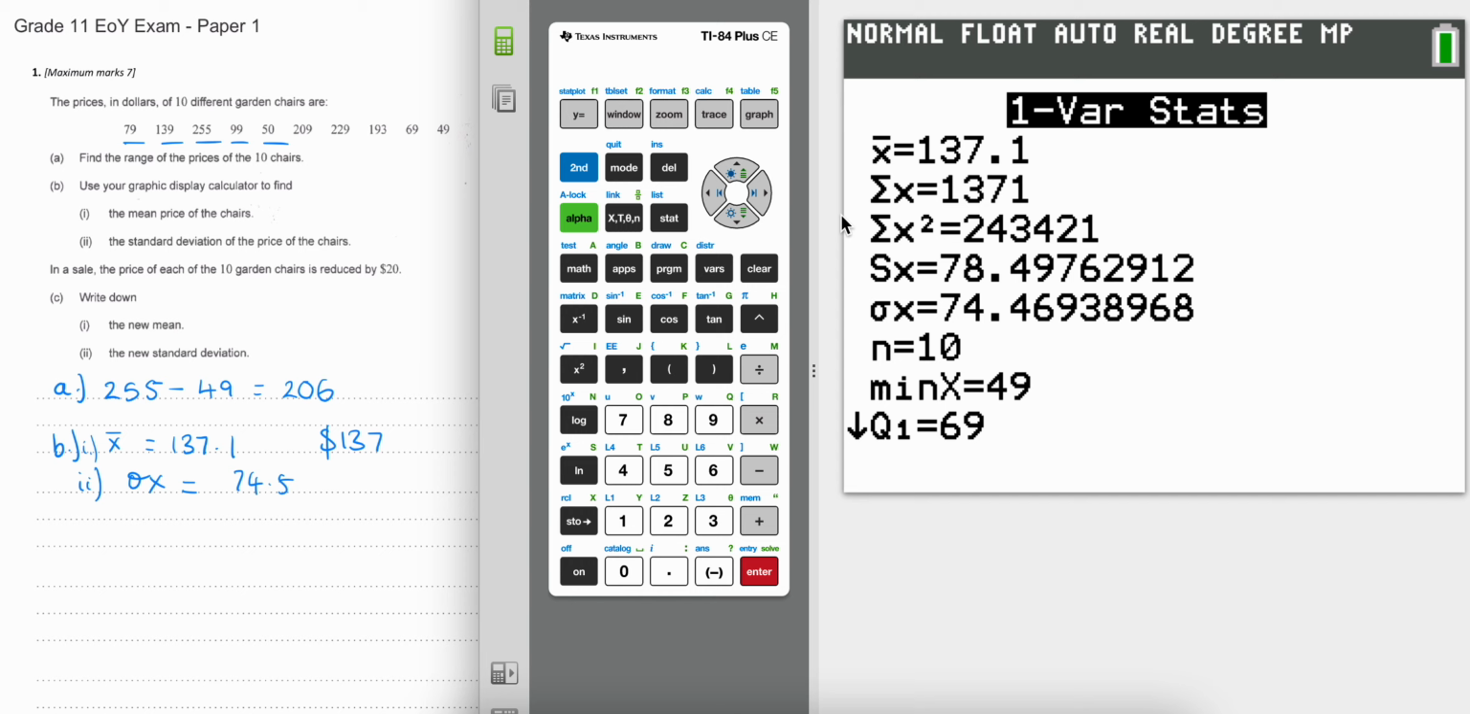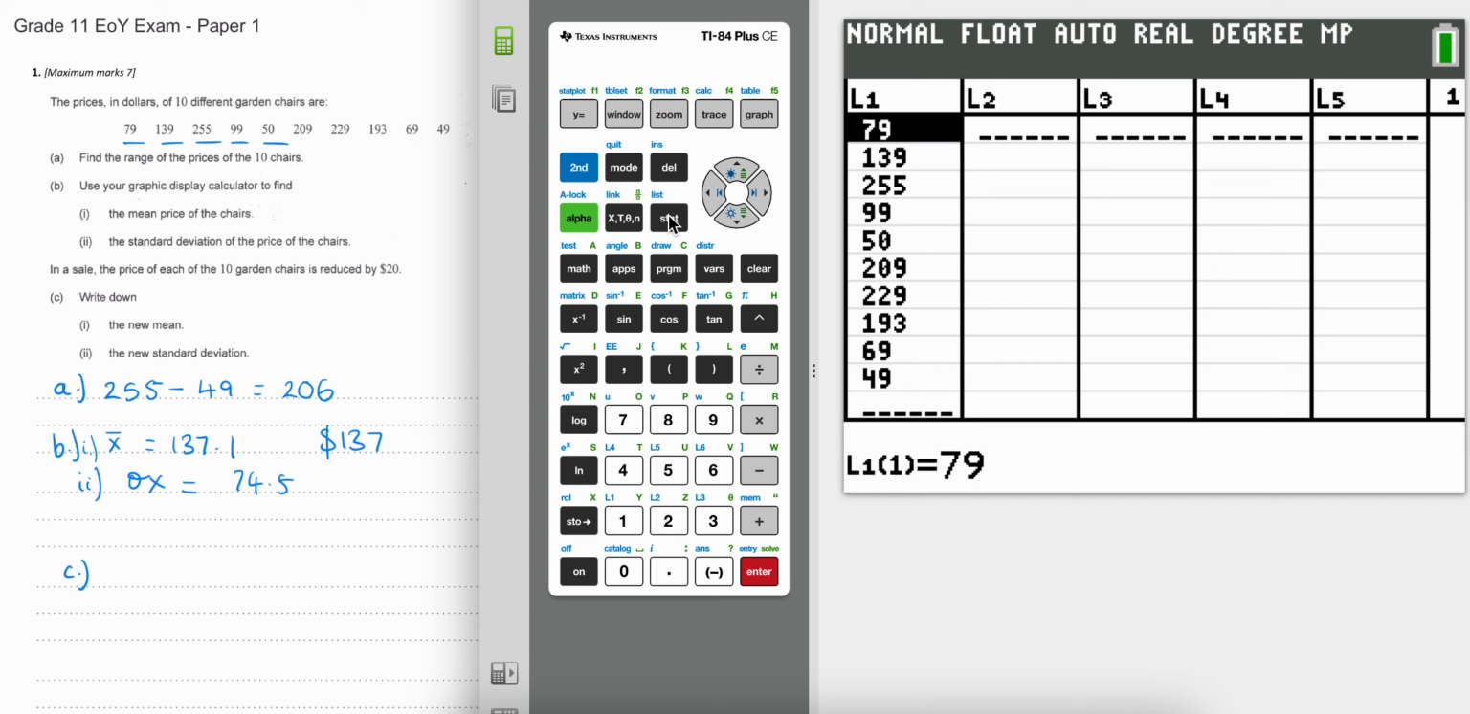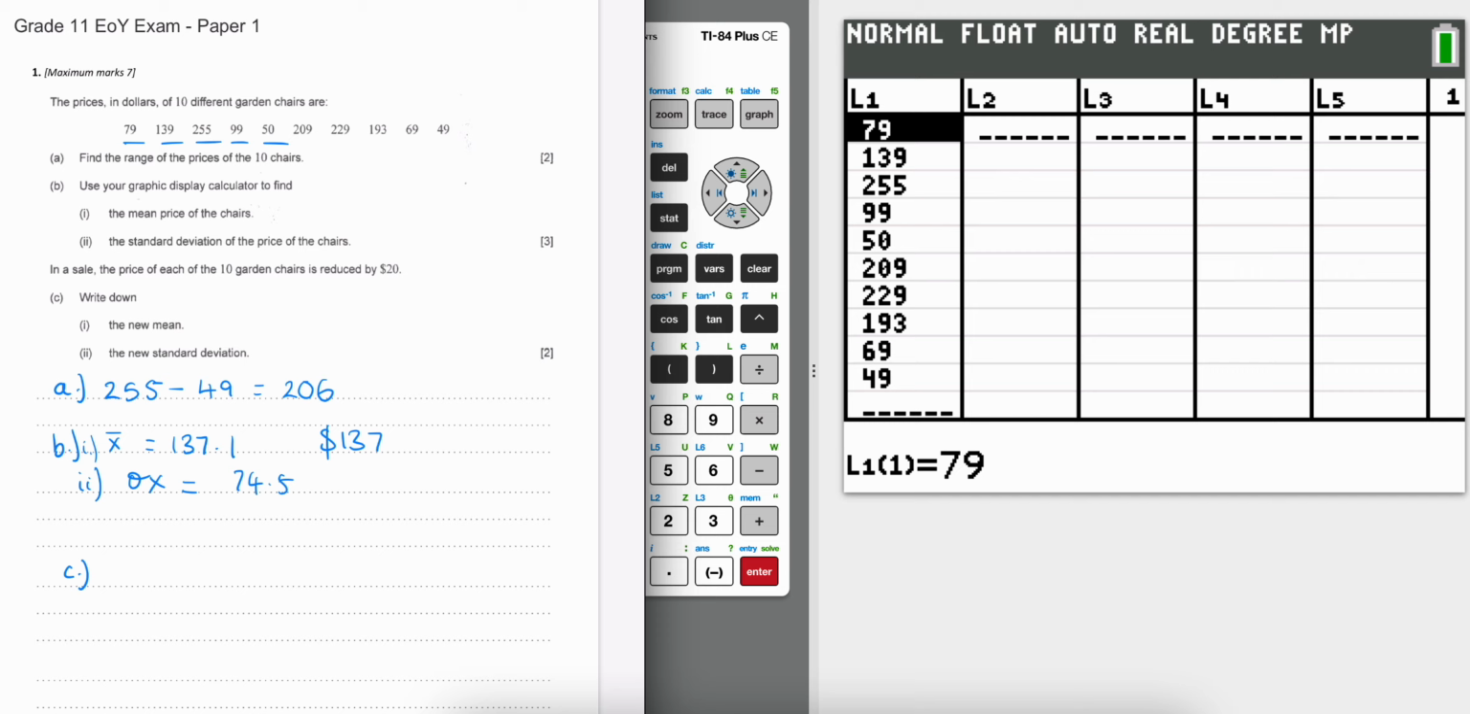And then it says that in a sale, each item is reduced by $20, and we need to write down the new ones. So there's two ways of doing this. Either you can go back to your list of data and you can write them all reduced by a value of 20. And that method will also work, and you can plug it through and so on. However, what you can also do is just use your answer from part B in order to write down part C much quicker.